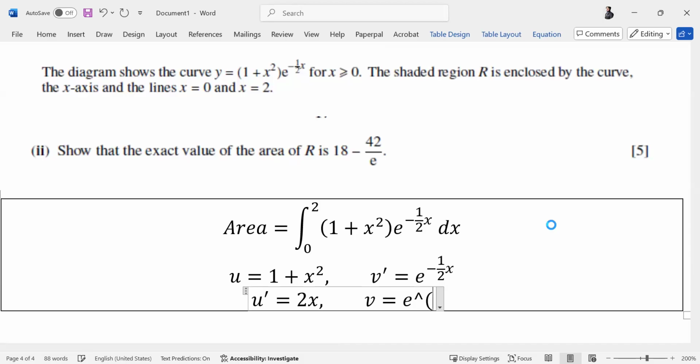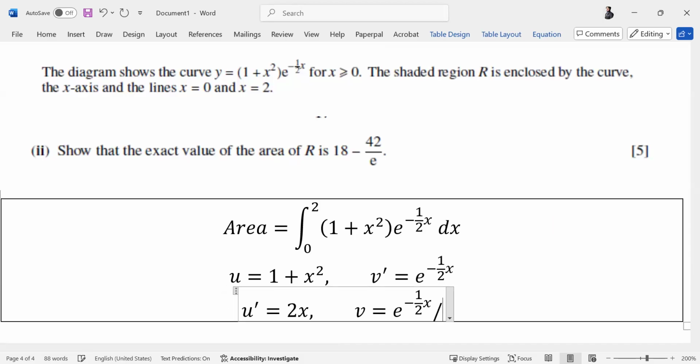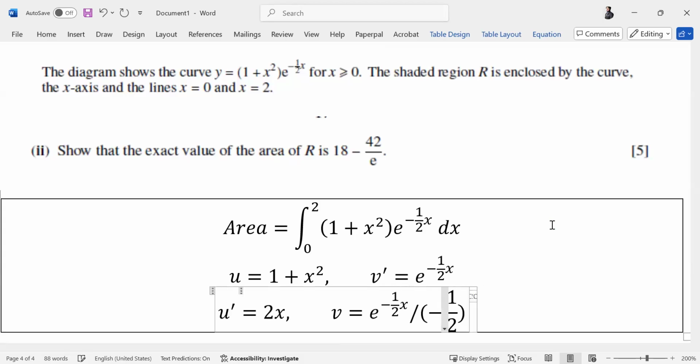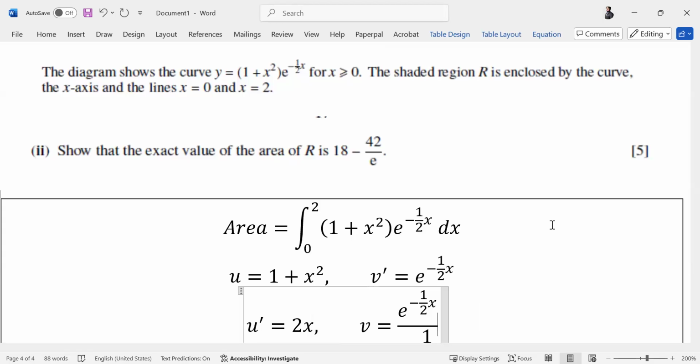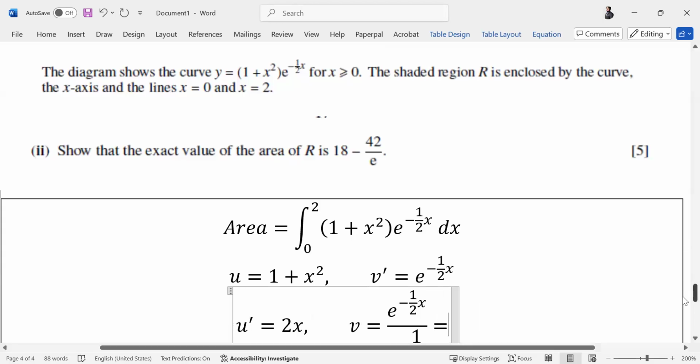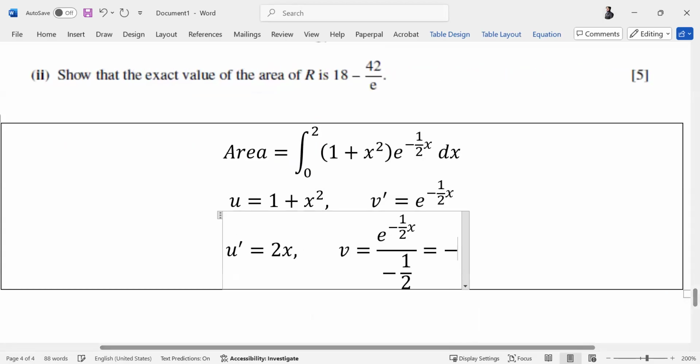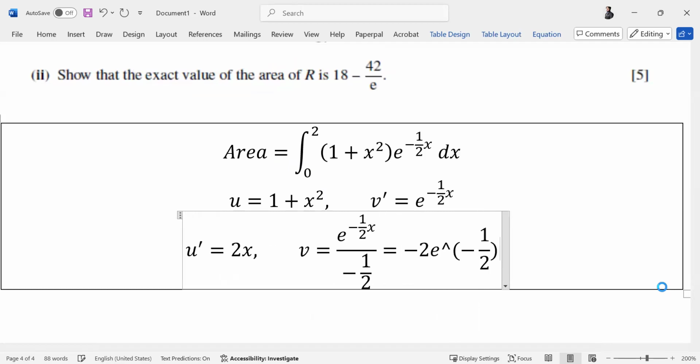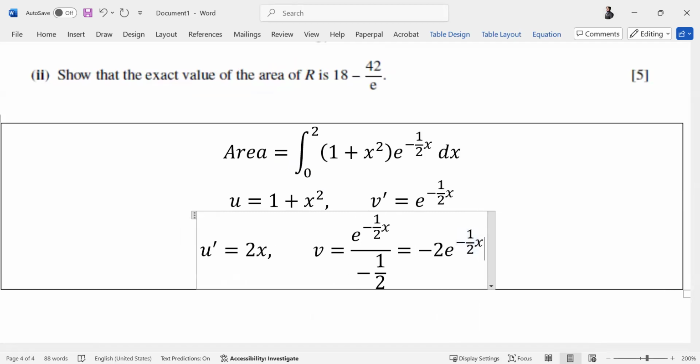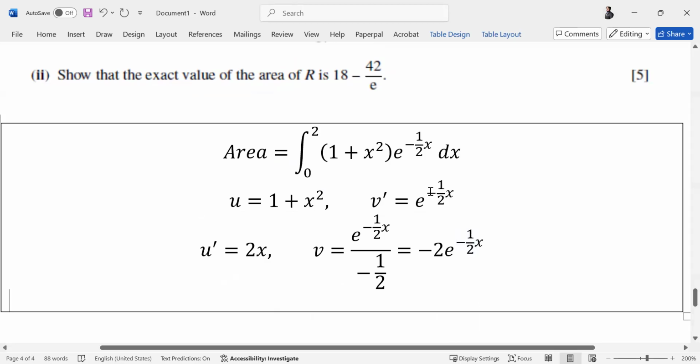E to the power minus 1 upon 2x, and the entire thing will be divided by minus half. Is this clear? So what do you end up getting as v? Let me simplify this and tell you. Minus 2e to the power minus half x. So now how do I get my area?